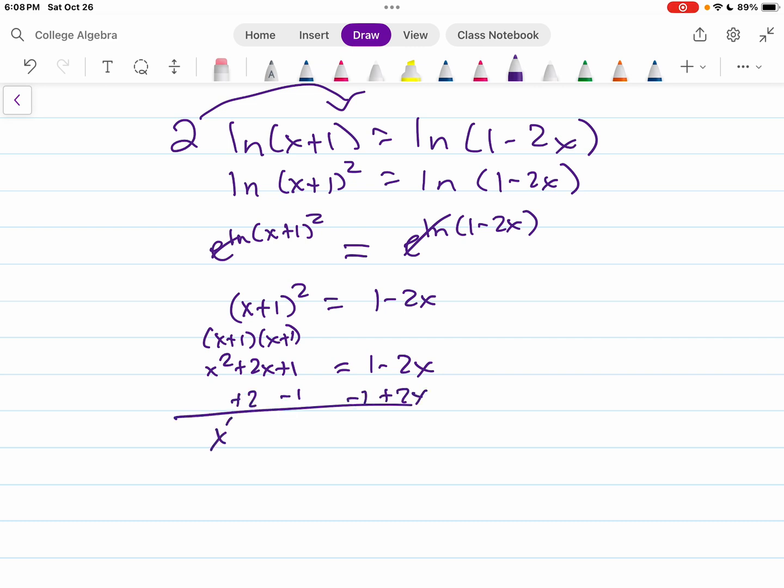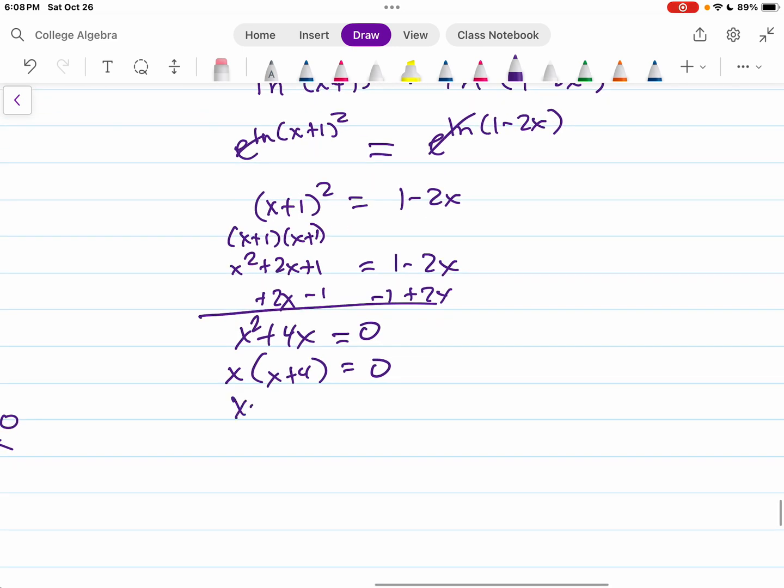So that gives me x squared plus 4x. The 1's cancel. I'm going to factor out an x. And this is going to give me my two answer choices of x equals 0 and x equals negative 4. Again, the ZPP: x equals 0, x plus 4 equals 0. So that one gives me x equals negative 4.